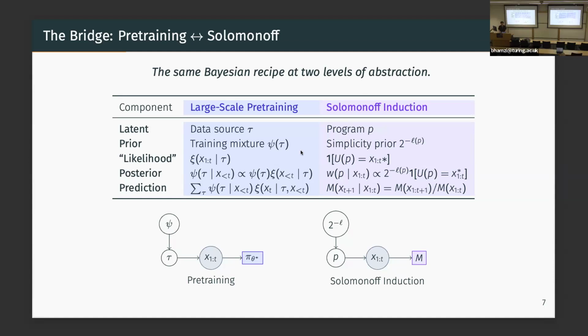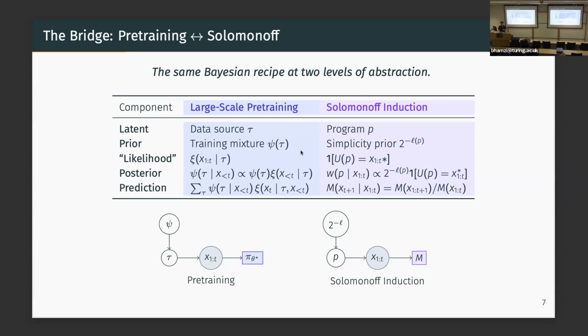The latent variables on the two sides are, in large-scale training, different data sources or different features, and in Solomonoff induction, it's just a program P. They have different priors. The training mixture is a prior over the latent variable, and for Solomonoff induction you have the simplicity prior, which is missing from large-scale pre-training. The notion of a likelihood in large-scale pre-training is the data likelihood, basically the data given each task. In Solomonoff induction, my feeling is that we essentially want an indicator function of whether this program can generate the observed data x.